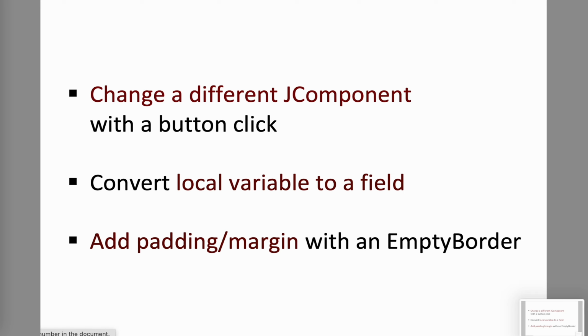Now in this part 2, you're going to click the button, but you're going to have an effect on a different JComponent. I'm going to show you how to convert a local variable to a field, because that is going to give you the access to the other component while you are in the event handler of the button. And I'm also going to show you how to add padding margin with an EmptyBorder. So let's get started.